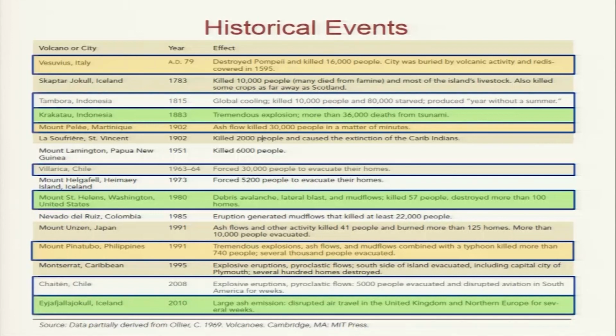Then this one is from Iceland, 2010. This was the event which put a large amount of ash in the atmosphere, which disrupted air travel in the United Kingdom as well as in Northern Europe for several weeks, because no flight was allowed to take off or land in this region. So this was one of the devastating ones. Of course, not many people were affected because of this.